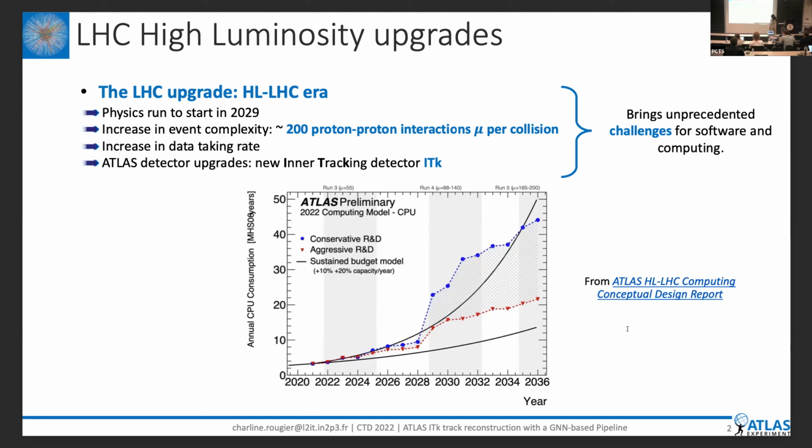ATLAS is also going to upgrade the detector, and one of the upgrades consists in installing a new inner tracking detector, which is ITk. So here you see the main challenge of this next upgrade. Here you get the CPU consumption as a function of the year, and you see that at the beginning of the HL-LHC, we have trouble because the CPU need for ATLAS exceeds the budget model for it. So we need to find a solution to make these two curves fit.